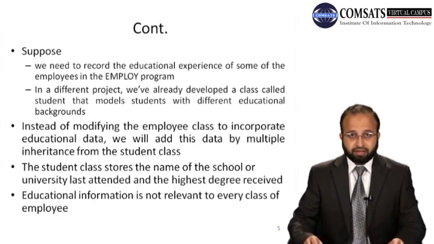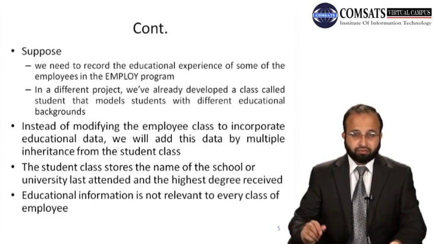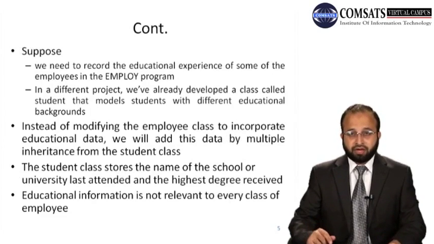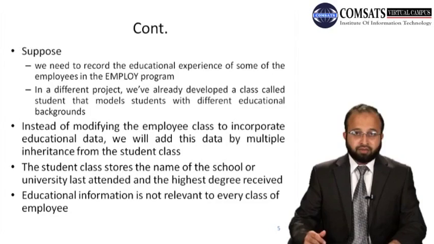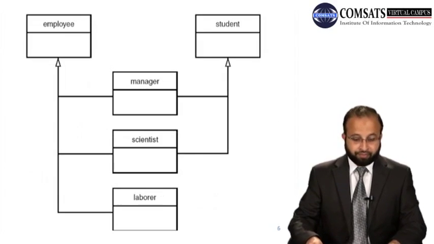So employee class को हमने पहले से create कर दिया था. Now we create a separate class for student, और manager और scientist की class को हम student से भी inherit करेंगे, right? And that is actually multiple inheritance. So this is a UML diagram. It shows the employee class and a student class, and then a manager class is inherited from employee as well as from student. Scientist is inherited from student as well as from employee, but laborer is inherited from employee only, right?